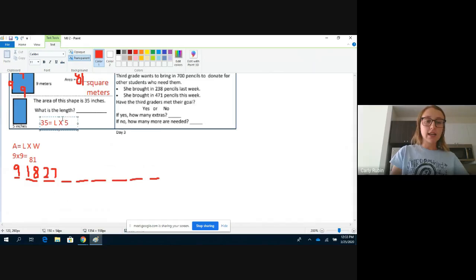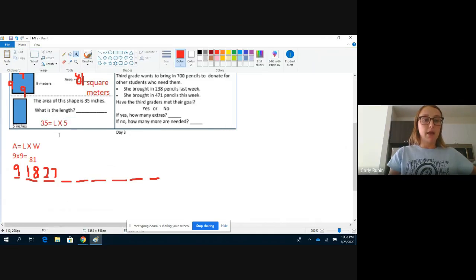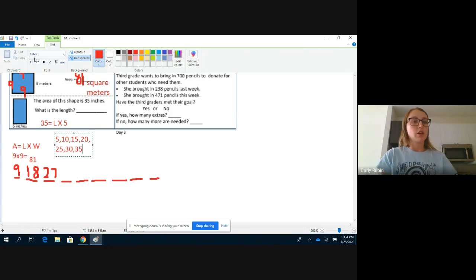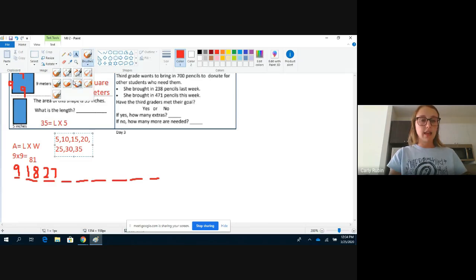So we have to figure out what the missing number is in this equation. And remember, like I said, we can use the opposite operation. If multiplication is used here, I can use skip counting to figure out what it would be. So I can skip count by 5 until I get to 35. 5, 10, 15, 20, 25, 30, 35. And all I have to do is count how many times I skip counted to figure out what my answer is. So 1, 2, 3, 4, 5, 6, 7. So that means my length is 7 inches.